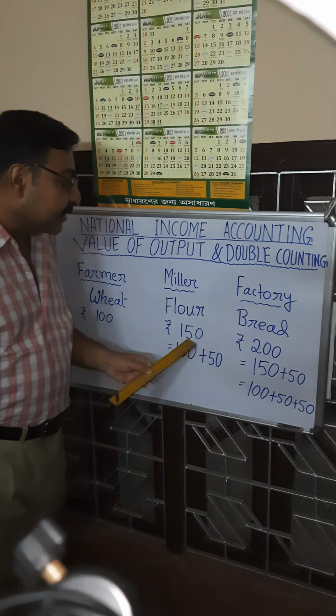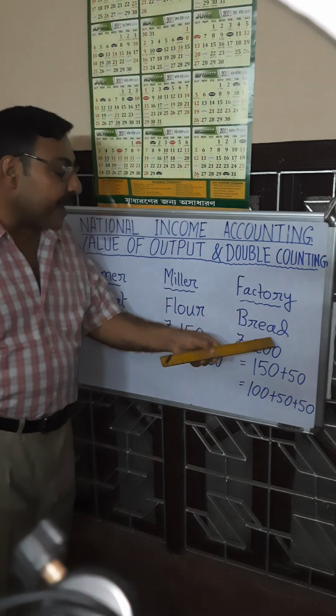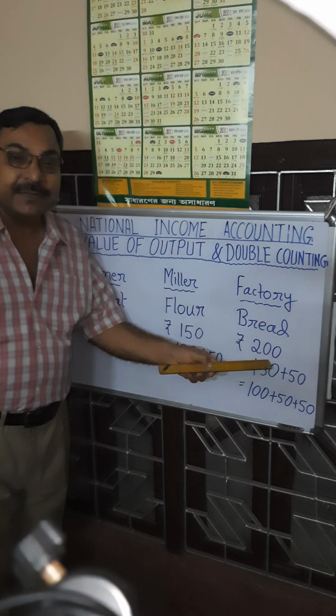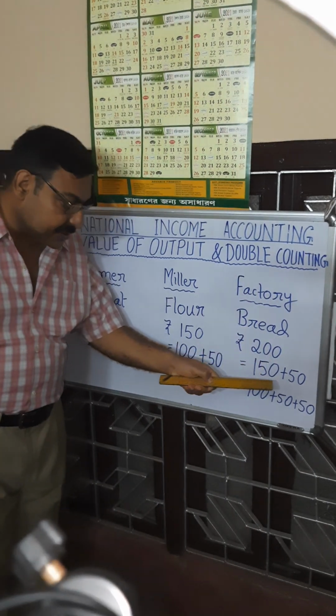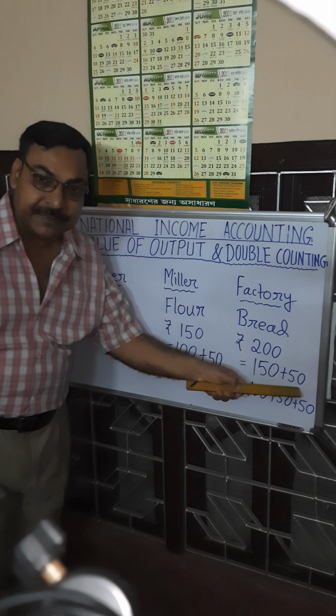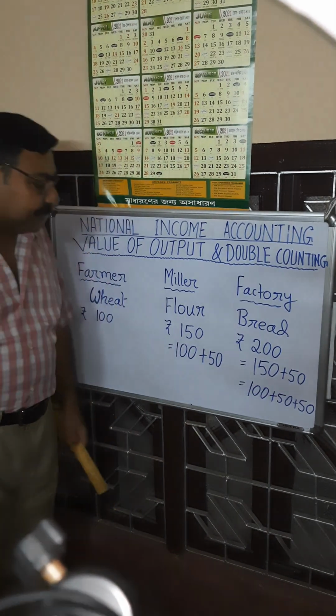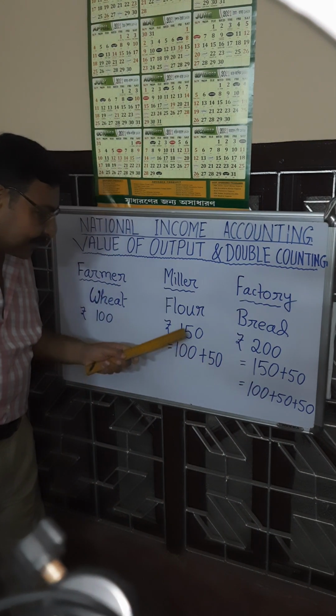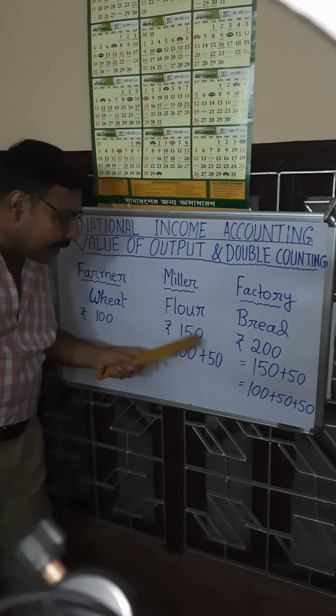Now this flour, rupees 150, is sold to the factory, and with the help of this flour, producing 200. Why 200? Because its cost price is 150 and value added by him 50. Now, this 150 means what? 150 is the value of flour.